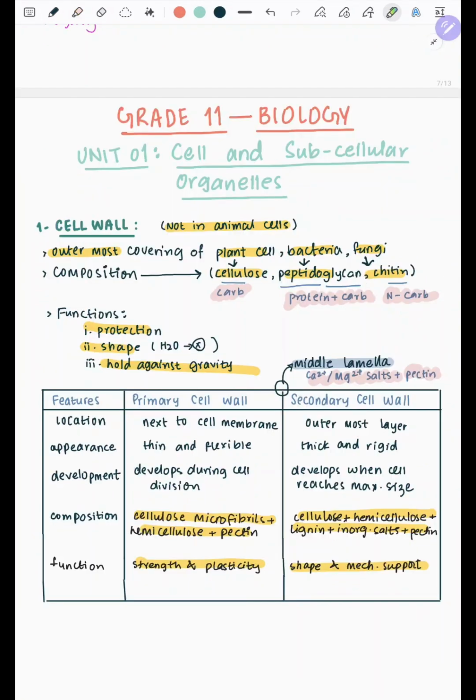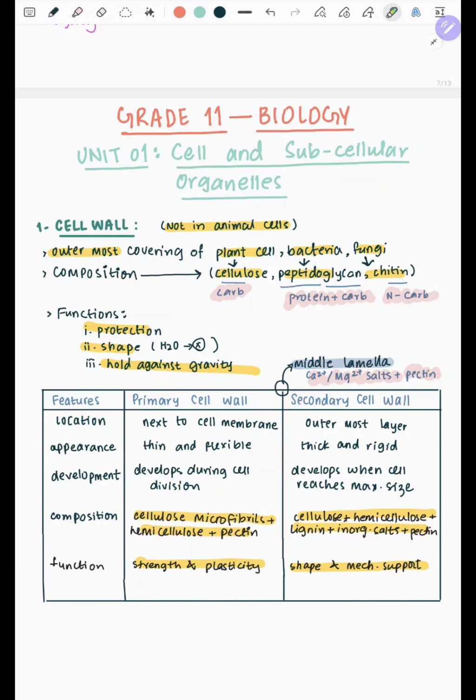To summarize, the cell wall is the outermost covering in plant cell, bacteria and fungi, but it is not present in animal cell. The plant cell wall is composed of cellulose, the bacterial cell wall is composed of peptidoglycan, and the fungal cell wall is composed of chitin. The cell wall protects the cell, provides the shape and holds it against gravity. There are two types of cell wall, primary and secondary cell wall, between which is the middle lamella. It binds both the cell walls together.